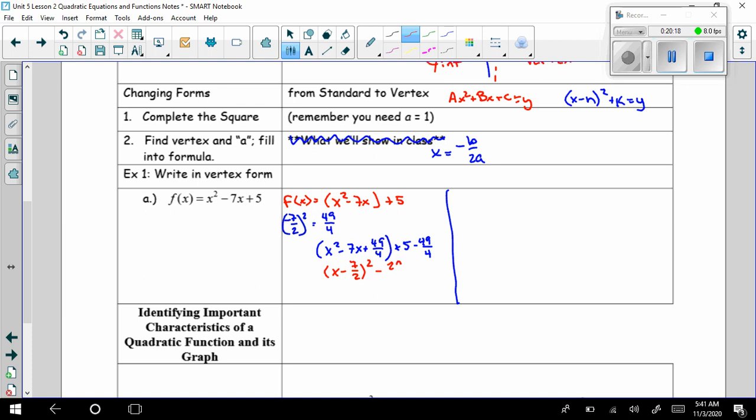And I just did this in my calculator real quick. This is minus 29 over 4. So this is f of x equals, and that's now in vertex form. And I have my vertex there and there.